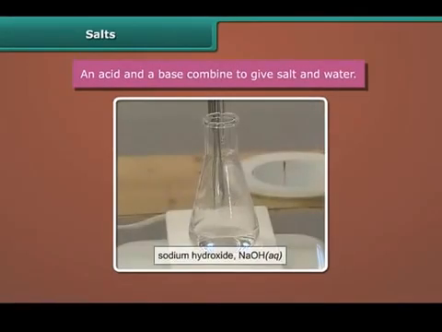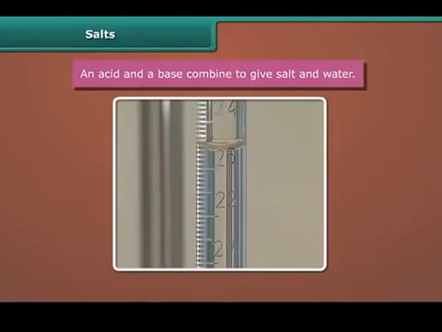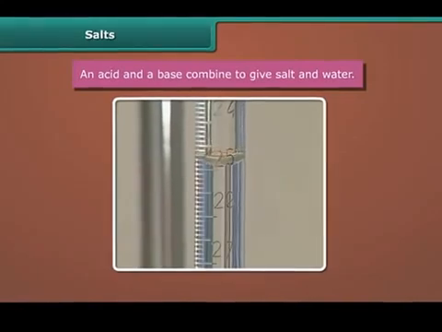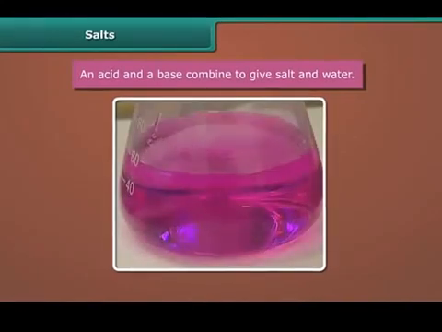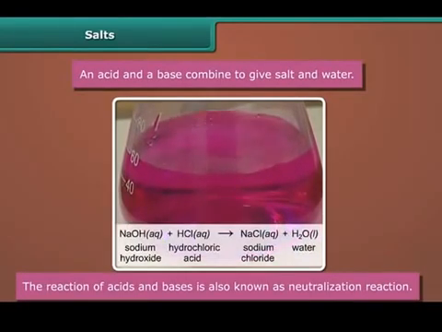At a certain point, the indicator changes color, which means that the acid is completely neutralized by the sodium hydroxide and some excess hydroxide ions are present in the solution. The reaction produces salt, sodium chloride, and water. The reaction of acids and bases is also known as neutralization reaction.